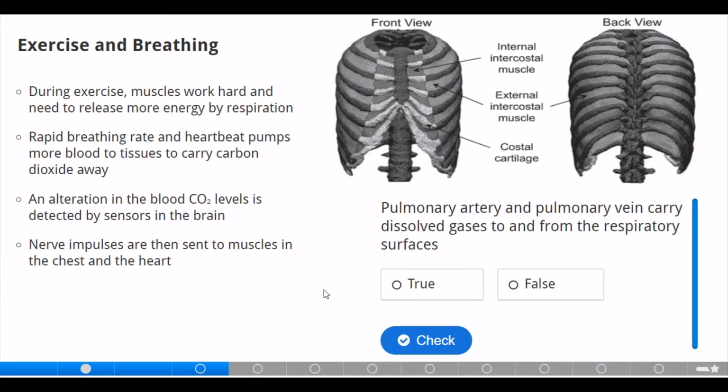Then a quick question. Pulmonary artery and pulmonary veins carry dissolved gases to and from the respiratory surfaces. True or false?